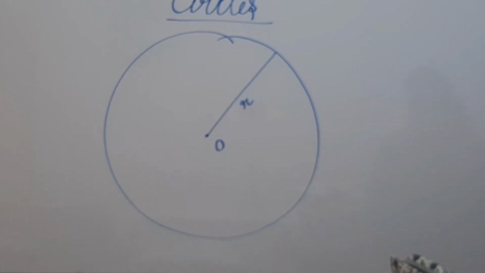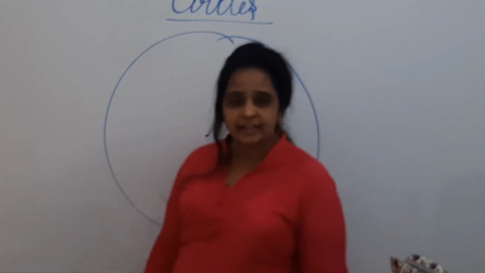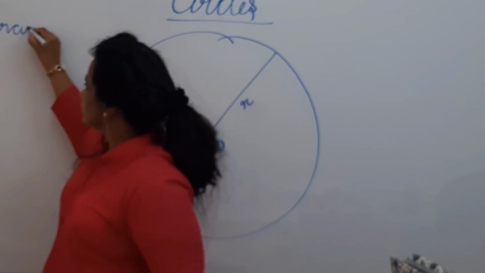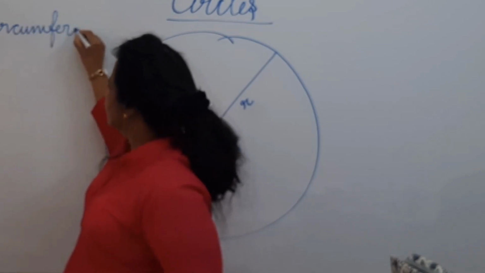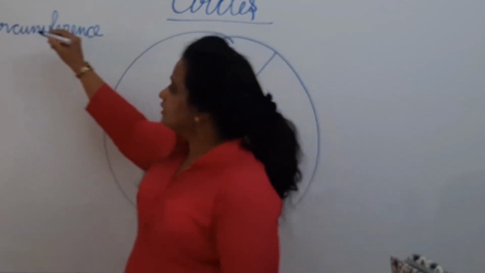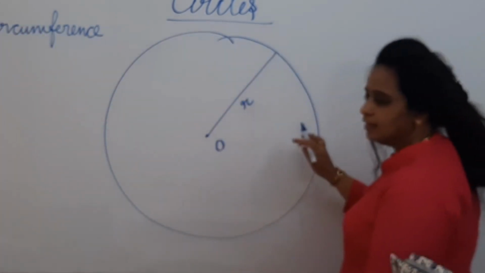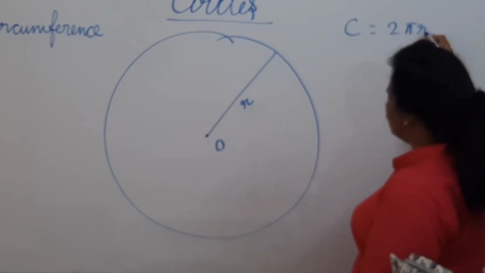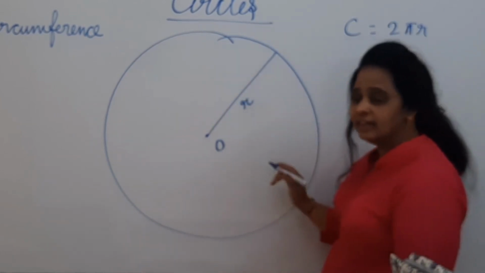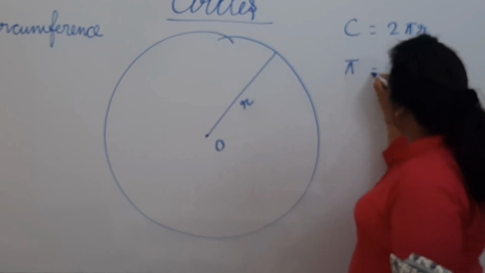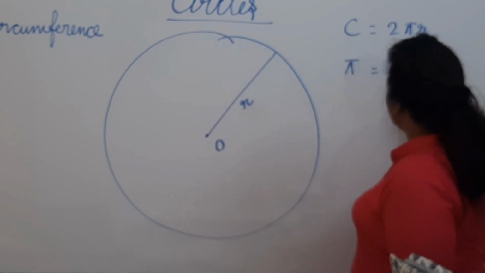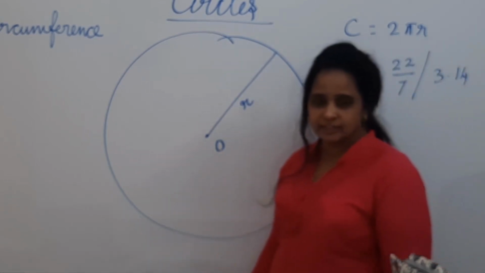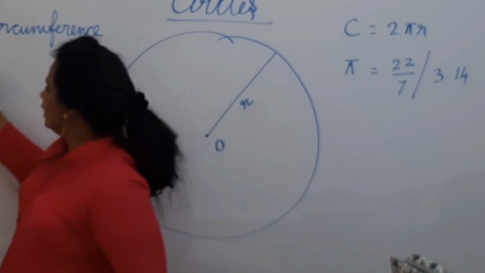Children, shall we recollect a few of the concepts we have studied in our earlier classes? The first one, circumference. Circumference is nothing but the boundary of a circle, and we write C = 2πr, where r is the radius of the circle and π is an irrational number which we take as 22/7 or 3.14 for our calculations.